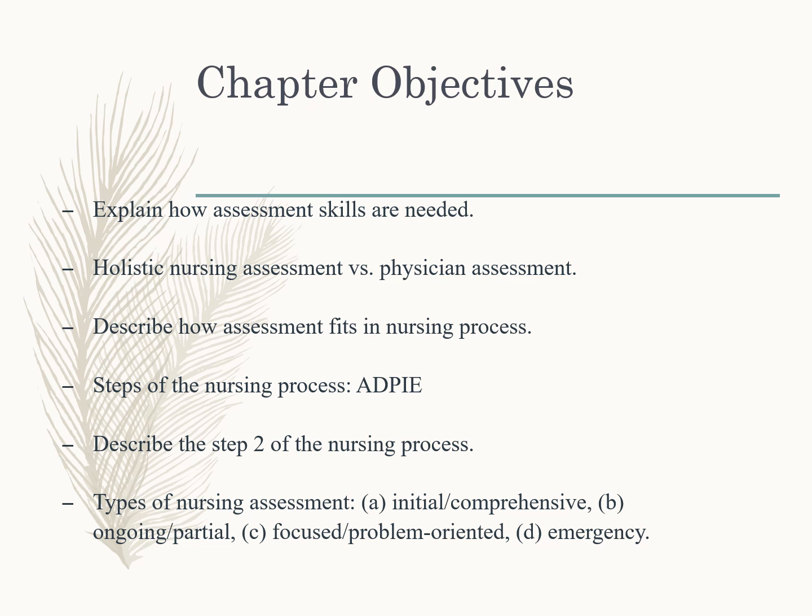Chapter 1 objectives: Explain how assessment skills are needed. Holistic nursing assessment versus physician or physical medical assessment. Describe how assessment fits in the nursing process, the steps of the nursing process, or ADPI, and describe step 2 of the nursing process, that analysis piece. And then the types of nursing assessments: initial and comprehensive, ongoing and partial, focused problem oriented, and emergency.